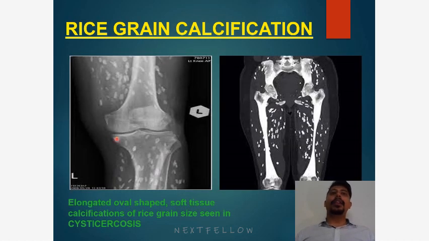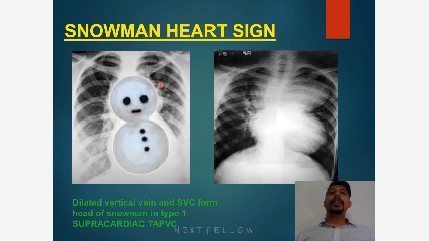Rice grain calcification. As we can see on this X-ray and even on the MPR images of the CT scan, rice grain calcification is suggestive of myocysticercosis. Snowman's heart, also called figure of 8 sign, is seen in supracardiac TAPVC because of the dilated vertical veins and SVC.